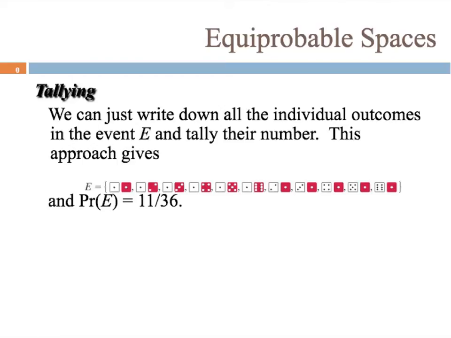One of our vocab terms here, tallying, is pretty straightforward. This is just when we write down all the individual outcomes in any event E and tally their number.